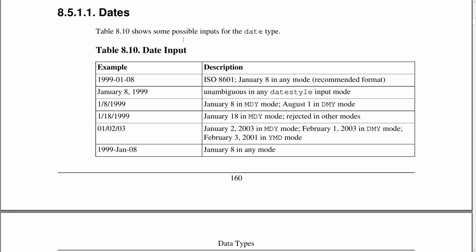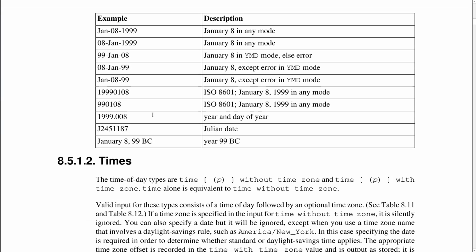And for dates, we have some examples. We are going to stick to ISO 8601. So 8th January is written like YYYY-MM-DD. We don't care about other modes. You can read them for reference, but we don't care about it.